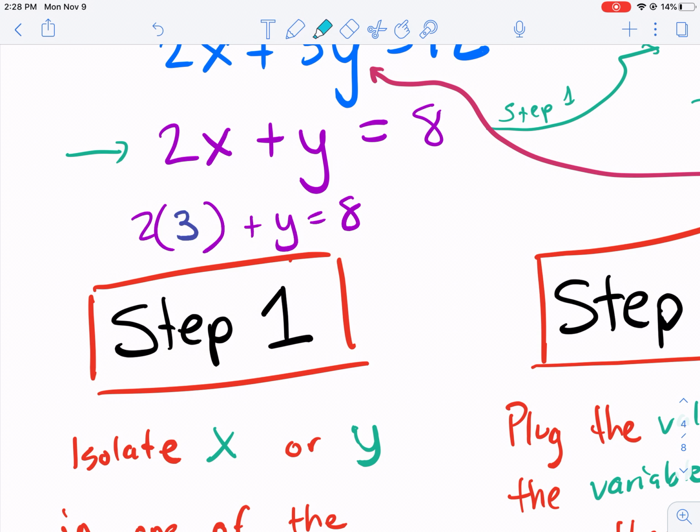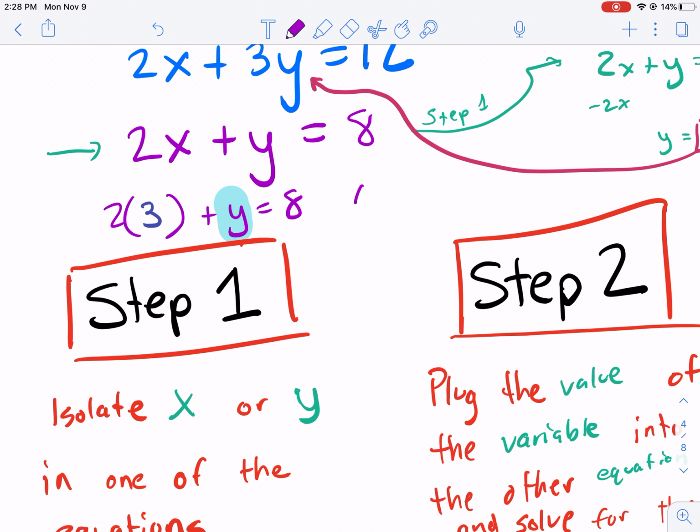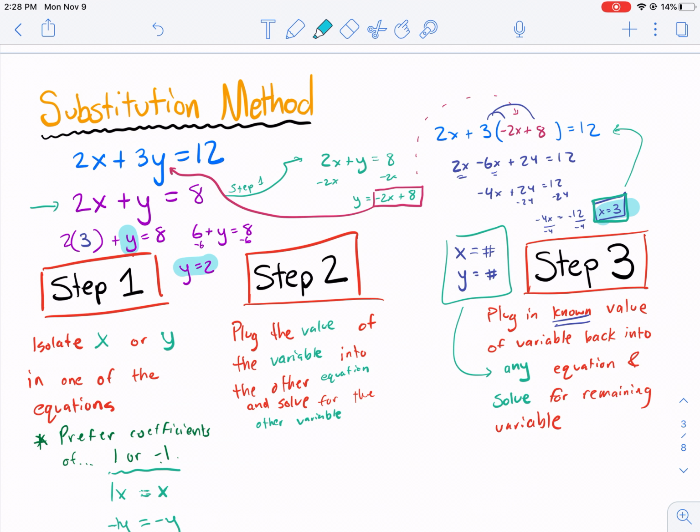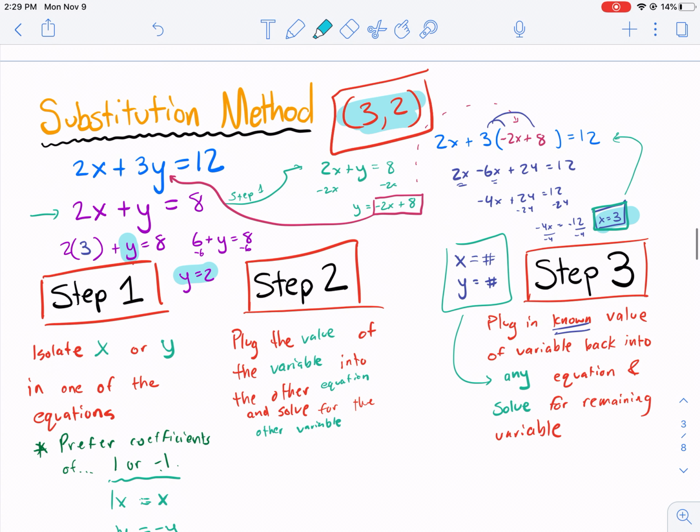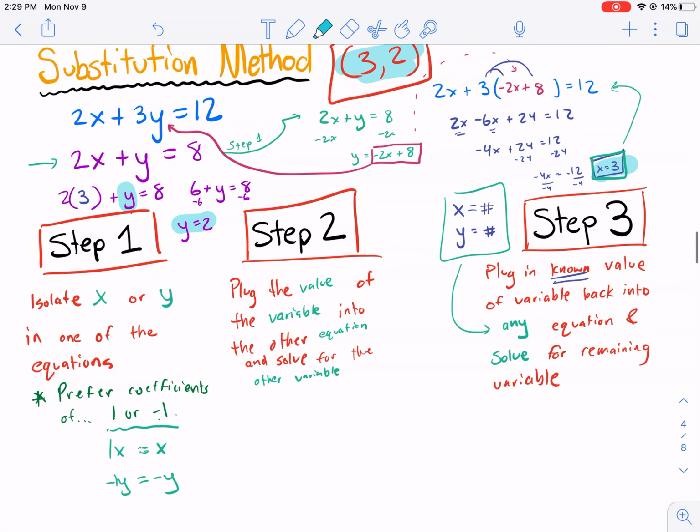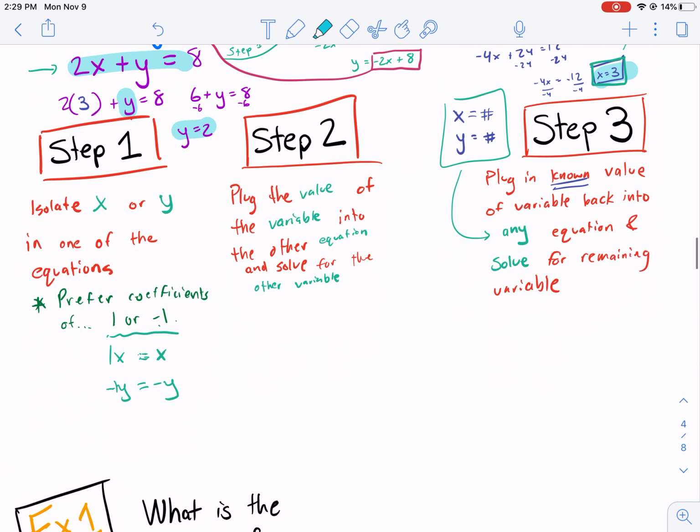Now I'm solving for y. That's my whole point. That's the last variable, and I need to get a number for y. So I get 6 plus y equals 8. Subtract 6, and I get my final answer, y equals 2. So now I have x equals 3 and y equals 2. I can put it together as an ordered pair, so my answer is (3, 2). And that is my final answer. It's a location. It's where the two equations meet. So my x value is 3, my y value is 2, and that is the solution to both those equations.